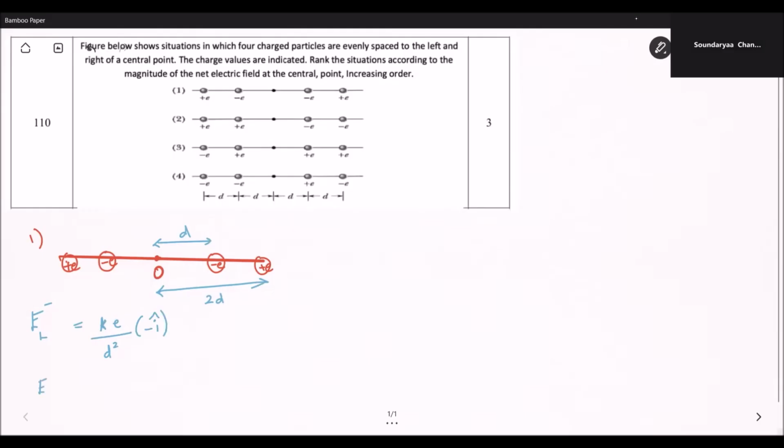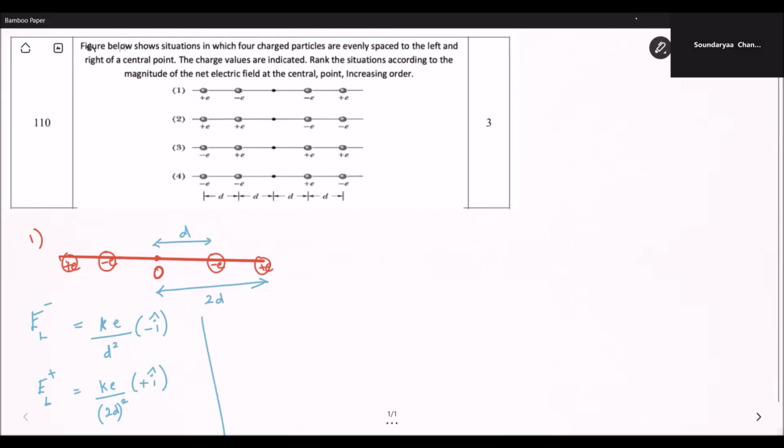In the similar way, electric field at the center O due to the charge present on the left side, which is the positive charge, is ke divided by 2d the whole square into, what is the direction of electric field at center O due to positive charge? It is radially outward. So plus i cap. Hope you have understood this.